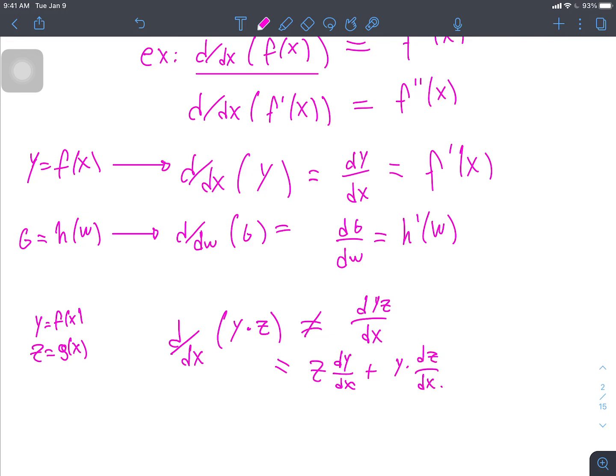So it's not possible to just think of this as a fraction. It's really an operation, and this is just a notation. It's not a fraction either. It's just a notation which we use to refer to this, a different way of writing it.